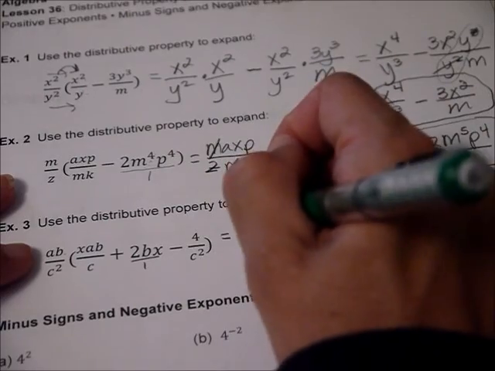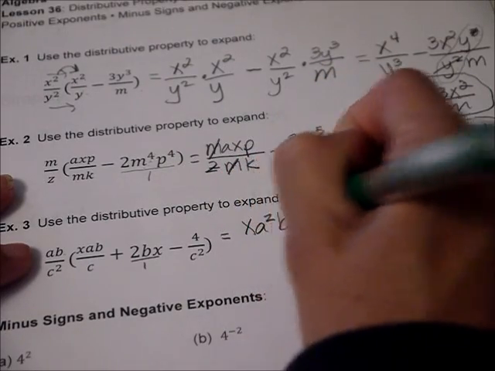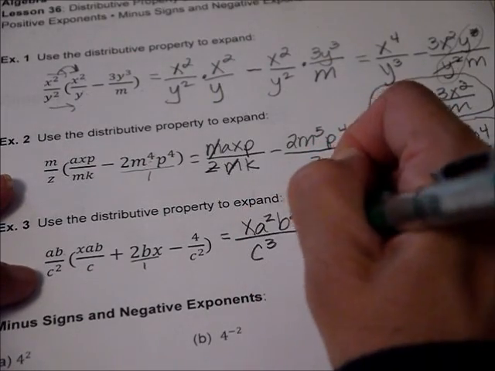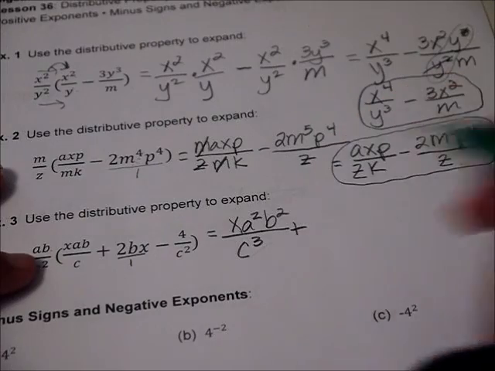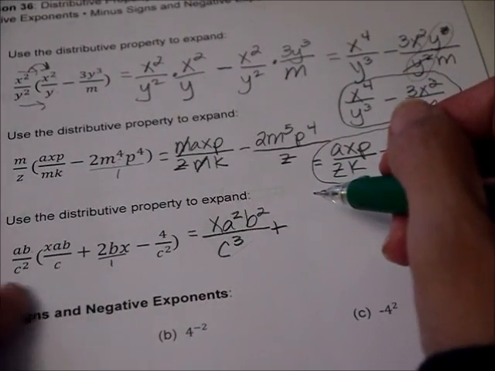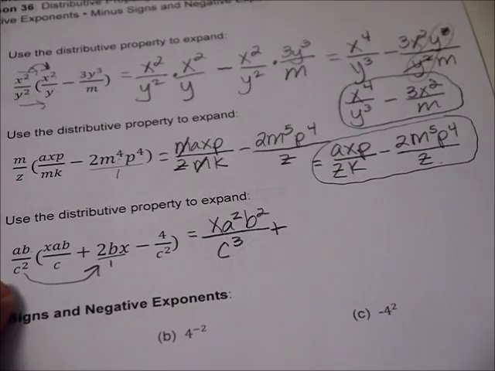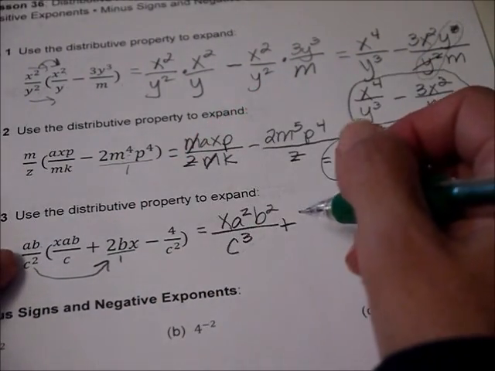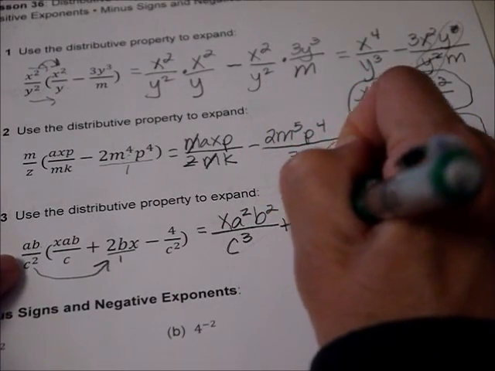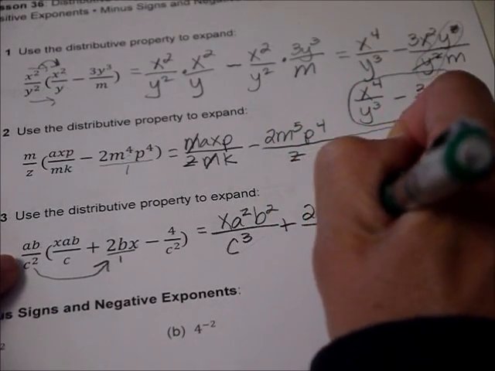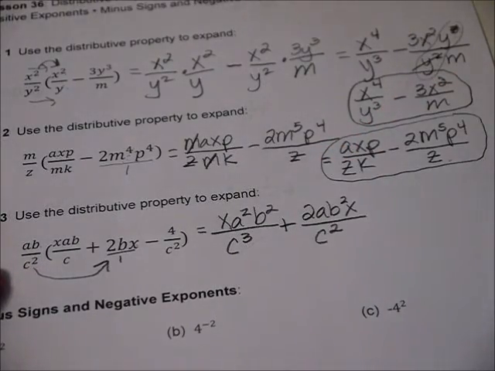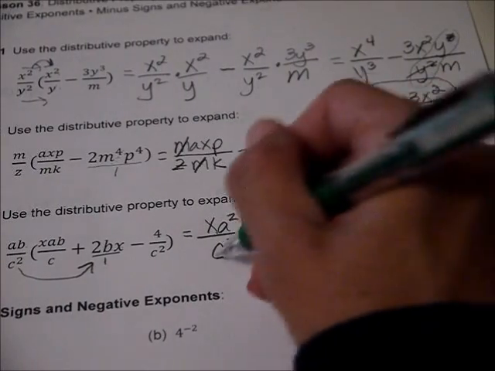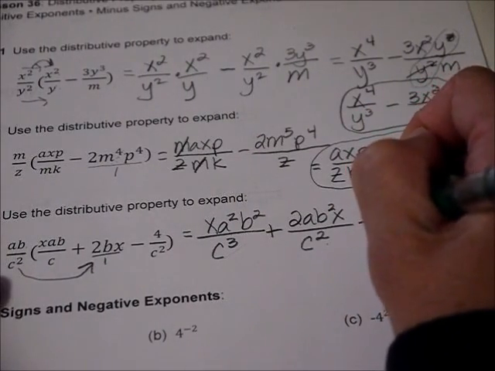AB times XAB would be XA squared B squared. C squared times C is C cubed. Plus, and I don't see anything that can simplify there. Now I'm on multiplying those two terms. So AB times 2BX. So it looks like the B is going to become squared. So it's going to be 2AB squared X over C squared. Again, nothing can be simplified there, and these don't have the same denominator, which is helpful.